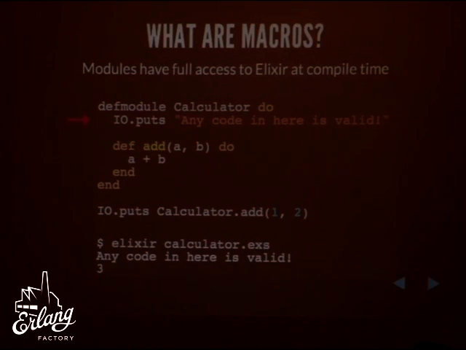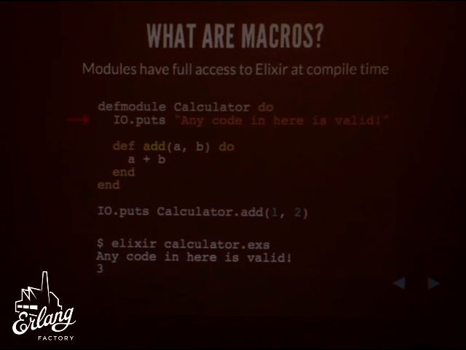And when I mean full access to Elixir, I truly mean full access. Here we have a simple module called calculator, and then right in the module body, I have an arbitrary put statement that said any code can live here. And if we compile and run this module, we get that any code in here is valid statement out the standard out in addition to our function call.